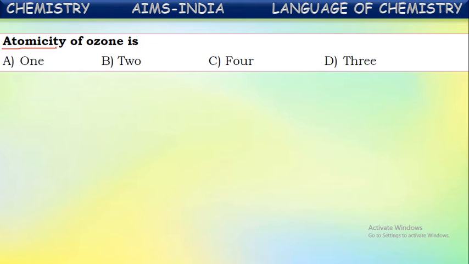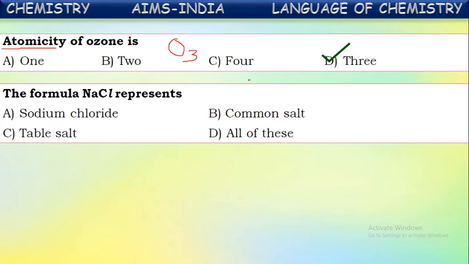Now, what kind of element is this ozone? Is it monoatomic, triatomic, or diatomic? We know the molecular formula of ozone as O3. It means there are 3 oxygen atoms in one molecule of ozone. So ozone is triatomic and its atomicity is 3. Ozone is a triatomic gas. It has 3 atoms in each molecule. So atomicity is 3.